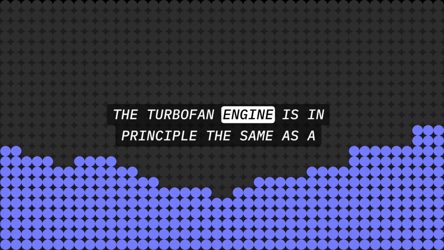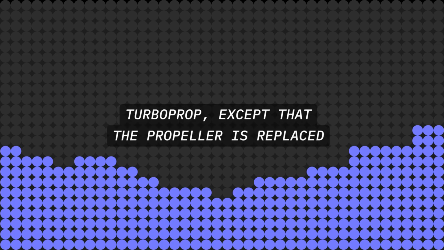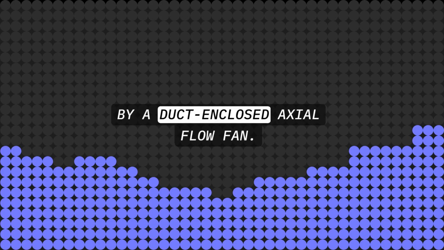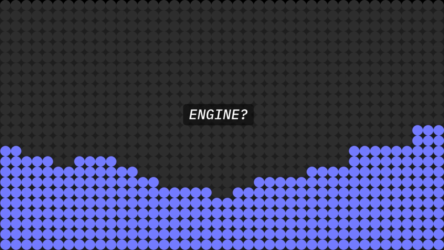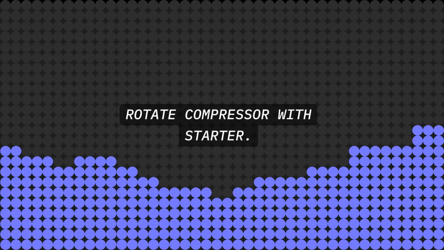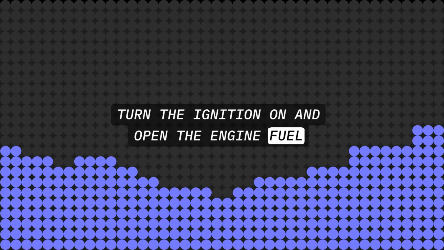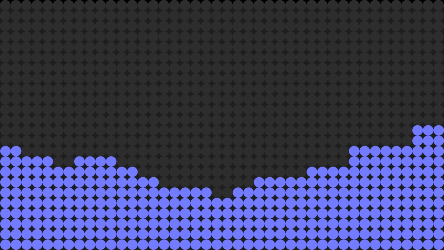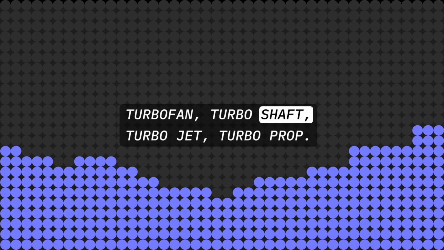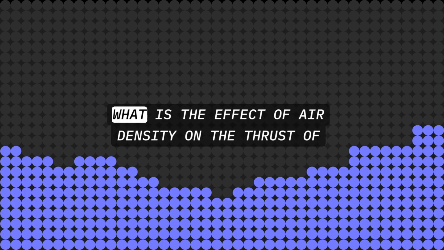A turbofan engine is in principle the same as a turboprop, except that the propeller is replaced by a duct-enclosed axial flow fan. What is the starting sequence for a turbine engine? Rotate the compressor with the starter. Turn the ignition on and open the engine fuel valve. What are the 4 types of turbine engines? Turbofan, turboshaft, turbojet, turboprop. What is the effect of air density on the thrust of a turbine engine?